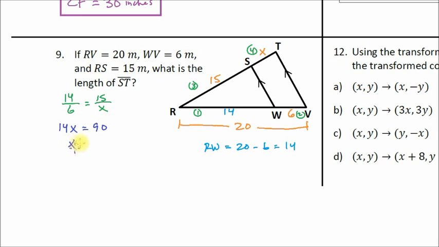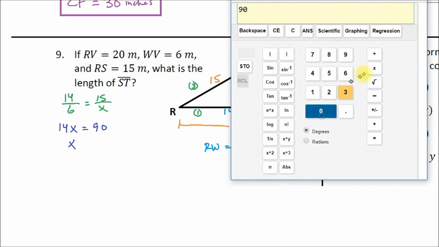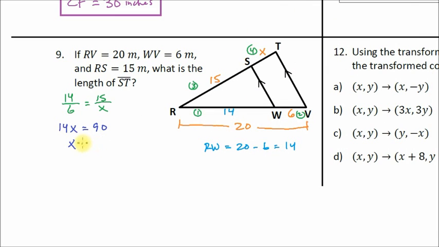Divide both sides by 14. And now we're going to get a decimal. We've got 90 divided by 14. And that's approximately 6.4. So approximately 6.4. And that means our final answer is ST is approximately 6.4. And our unit of measure is meters. Number 9 is done. Let's take a look at number 10.